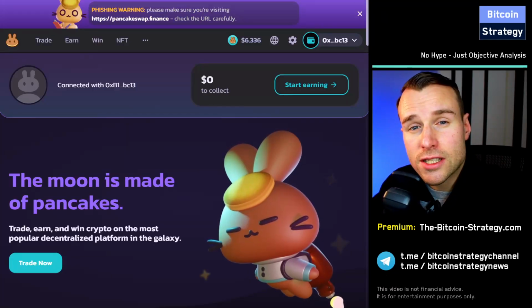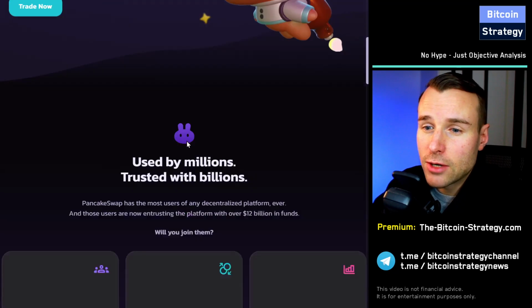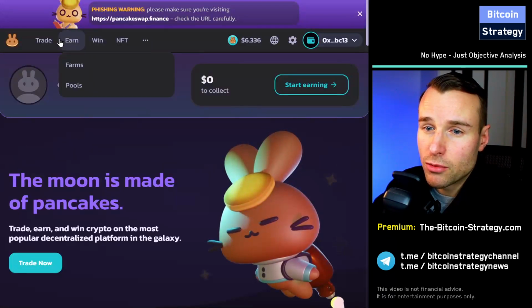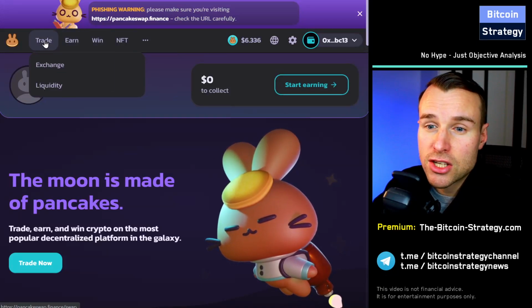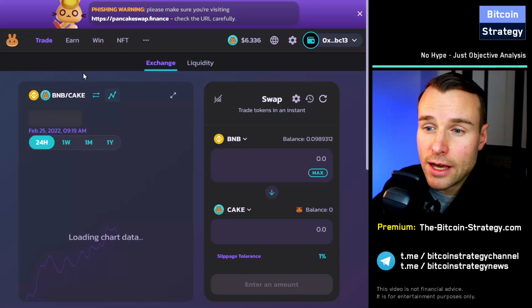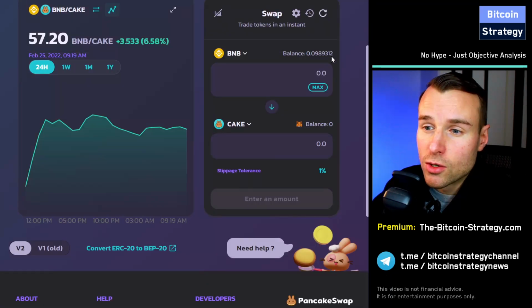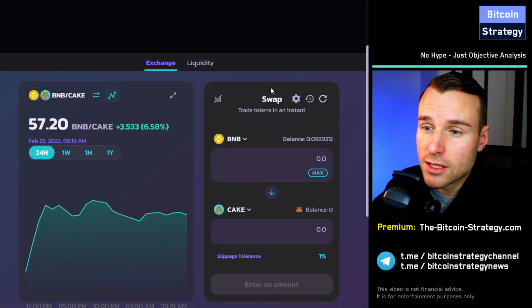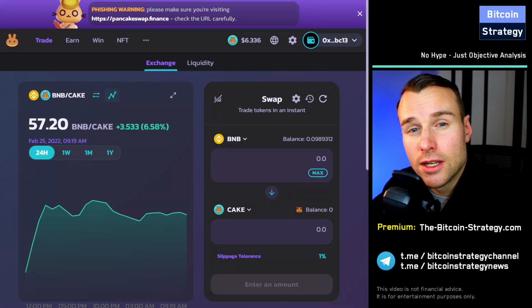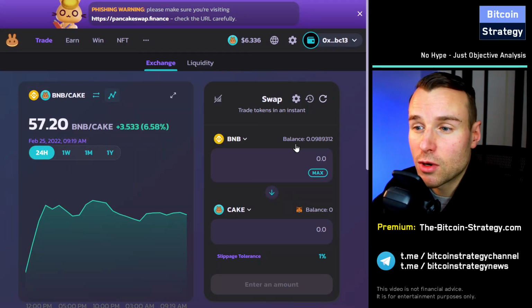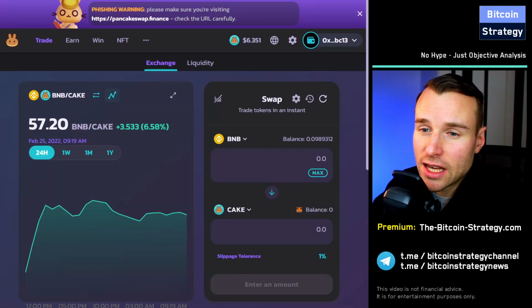The Cake token is the native token of the decentralized exchange Pancakeswap, right? It's one of the largest DEXs. It's the largest DEX on the Binance Smart Chain. And over here, we can, as with any decentralized exchange, swap different tokens, right? This is a fork of Uniswap. There are now probably hundreds of different decentralized exchanges. Pancakeswap is one of the largest. And what does the Cake token here do?